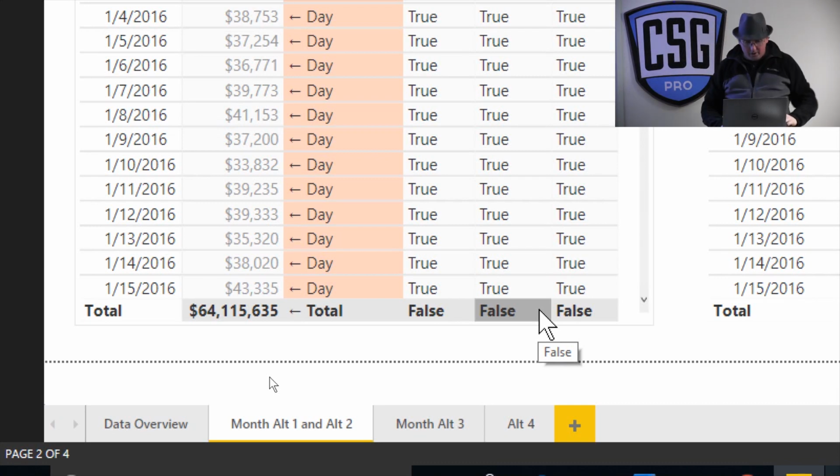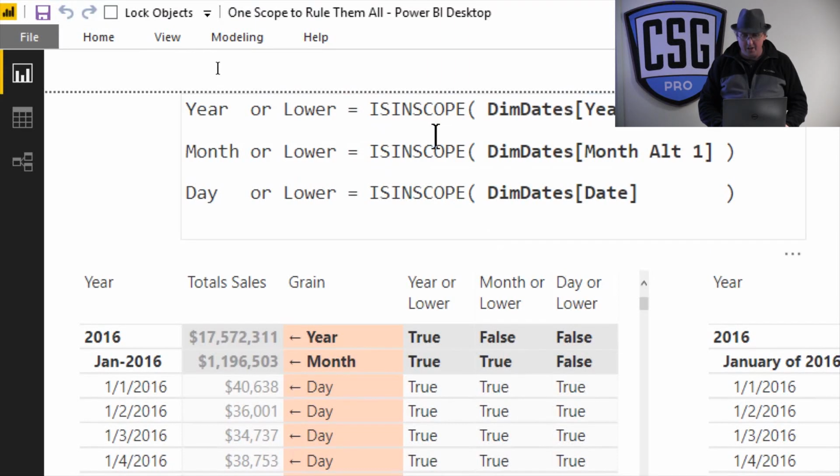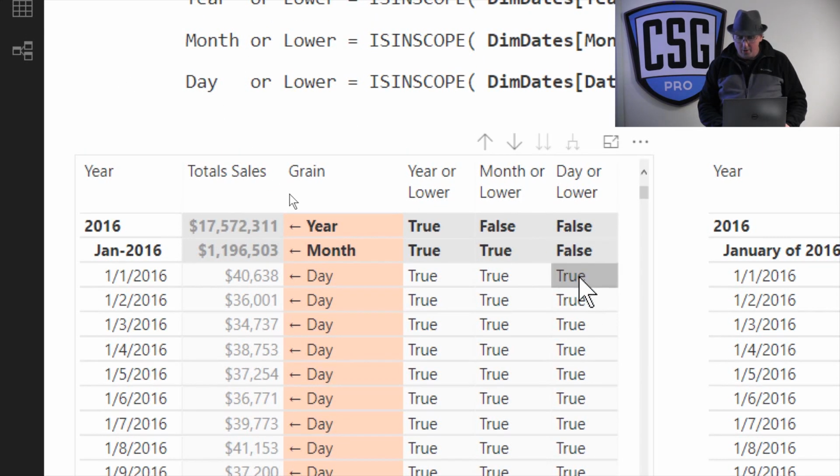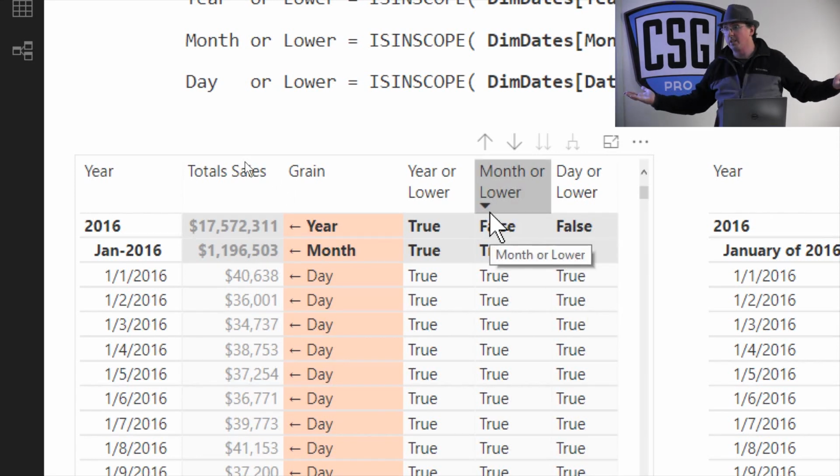Once you figure out what the year is, you go figure out what the month is. Same kind of idea: ISINSCOPE, and we use the month here, and it tells you false here for 2016, because 2016 is looking at a year, not a month. But when you go to the month or lower, you get trues. And lastly, if you use it for the day, you get true just for the day, but not for the month or the year or the grand total, as you'd expect.